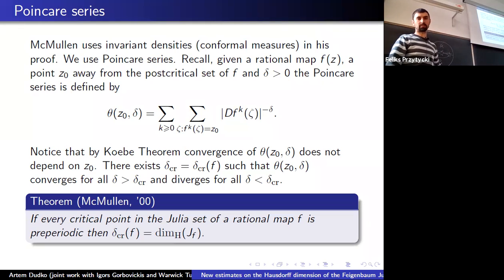Macmillan showed, for instance, that if every critical point in the Julia set of a rational map F is pre-periodic, then this critical exponent coincides with the Hausdorff dimension. But in fact, it is true for some other maps too. It's a nice case.